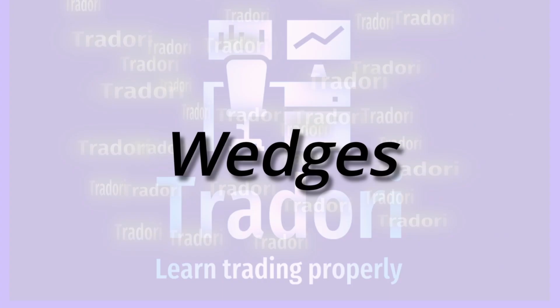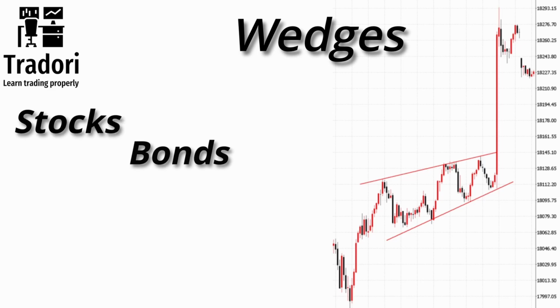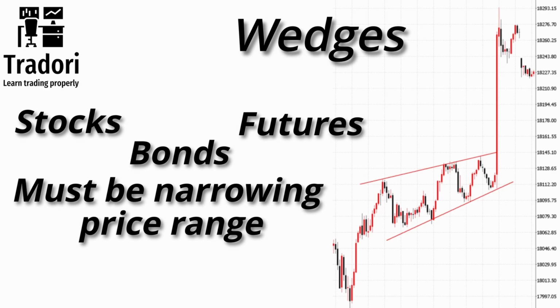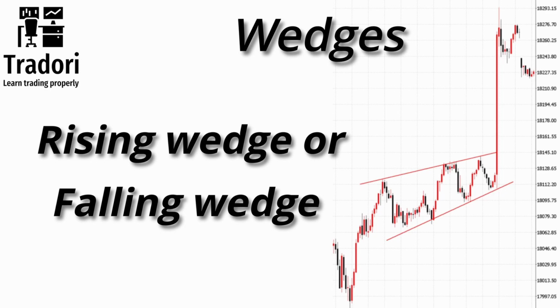Wedges. A wedge pattern is a price pattern identified by converging trend lines on a price chart. The wedge pattern is frequently seen in traded assets like stocks, bonds, futures, and others. The characteristic feature of the pattern is a narrowing price range between two trend lines that converge towards each other, creating a wedge shape. A contracting price range paired with either an upward price trend, known as a rising wedge, or a downward price trend, known as a falling wedge, defines the pattern.